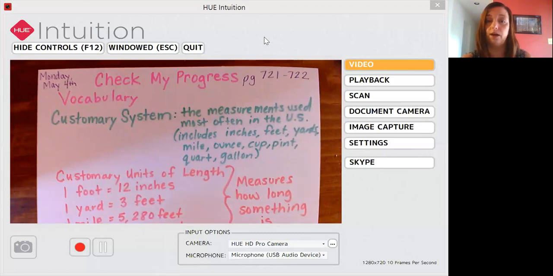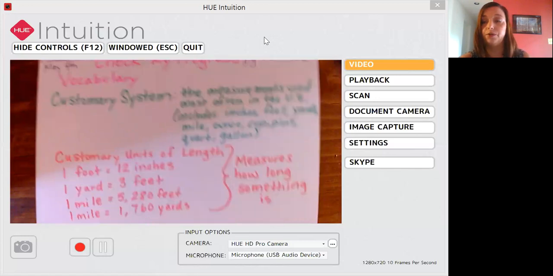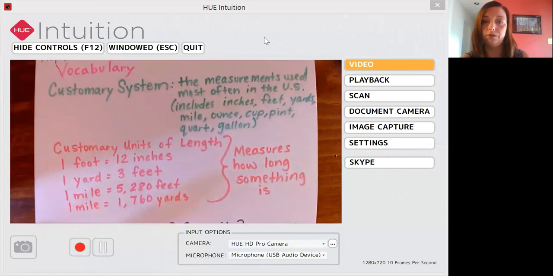The first one is the customary units of length. All of these are ways that we measure how long something is, from one point to another. We learned that 1 foot is equal to 12 inches, 1 yard is equal to 3 feet, 1 mile is equal to 5,280 feet, and 1 mile is also equal to 1,760 yards. Those are the units of measurement, and you will need that information to help you solve some of the problems.